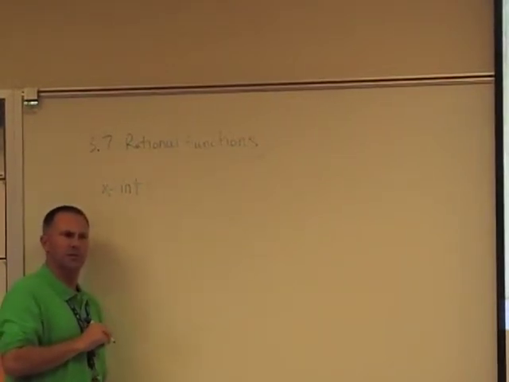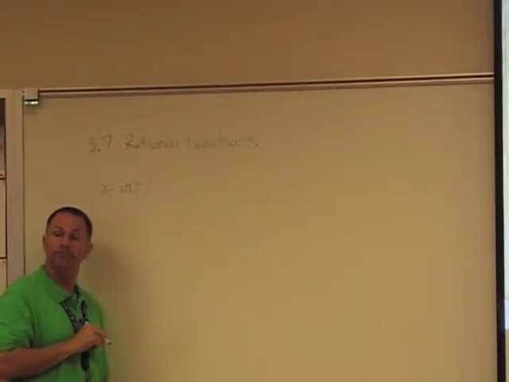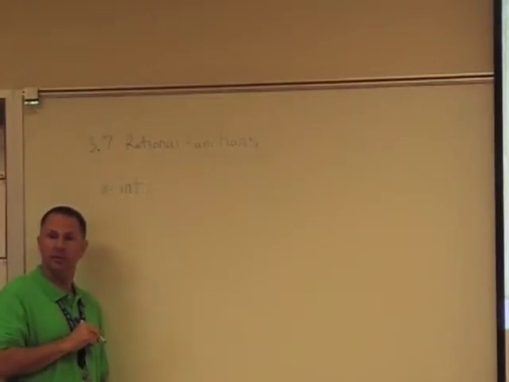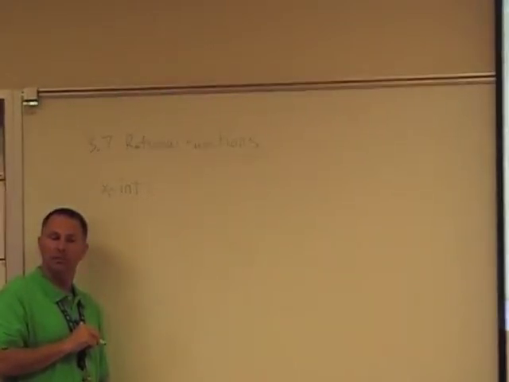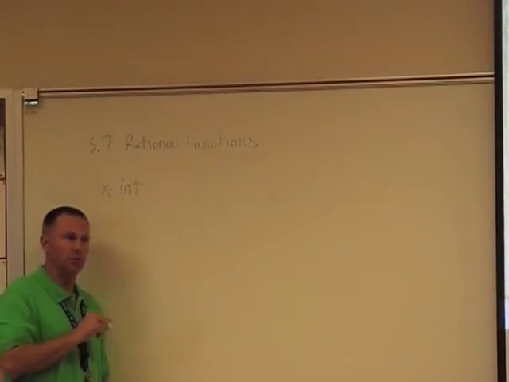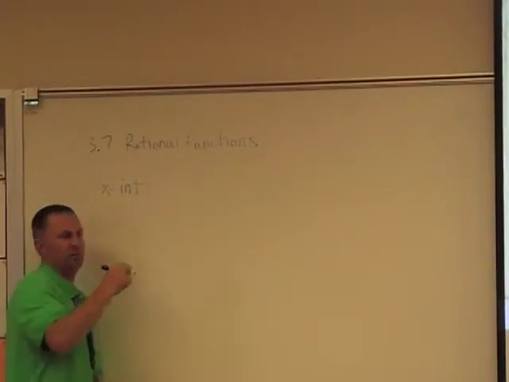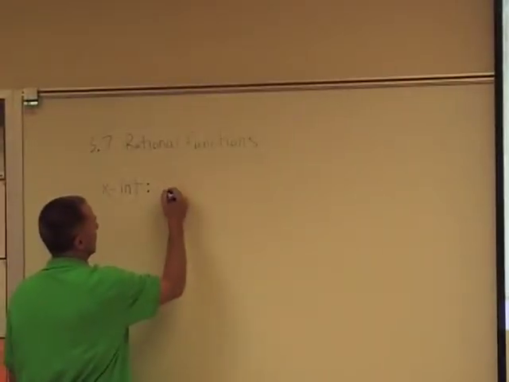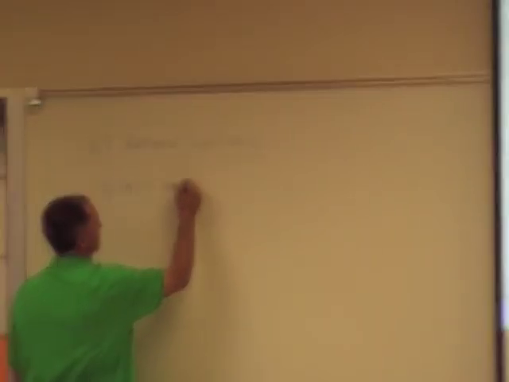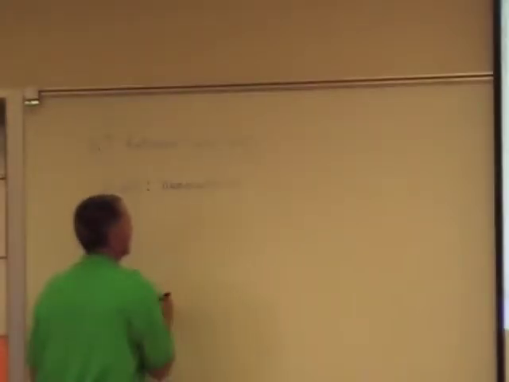How do you find your x-intercept in an equation? It's your zeros, isn't it? What makes your equation go to 0? So when y is 0, those are your x-intercepts. So what you're going to do here, you're going to have fractions that you're dealing with. So set your numerator equal to 0 and solve it.